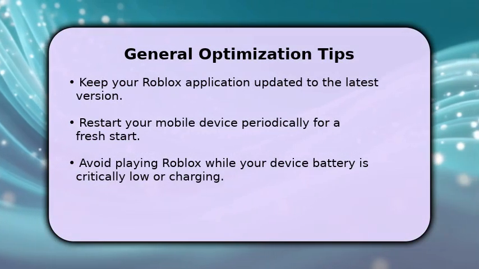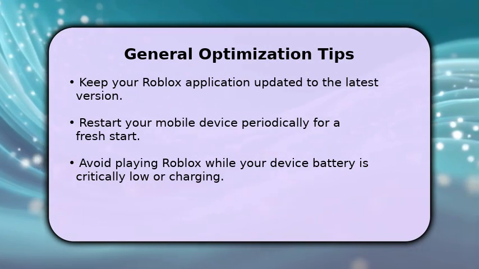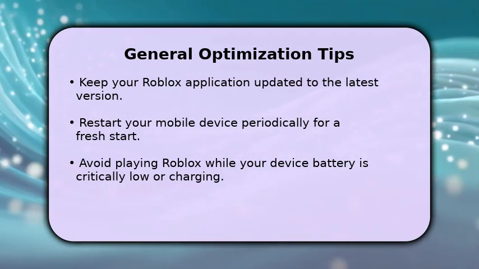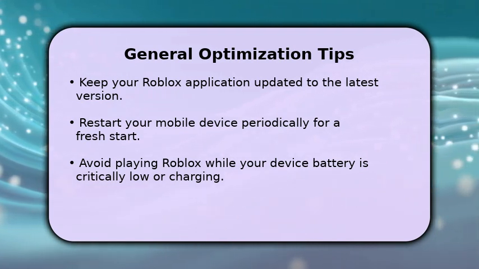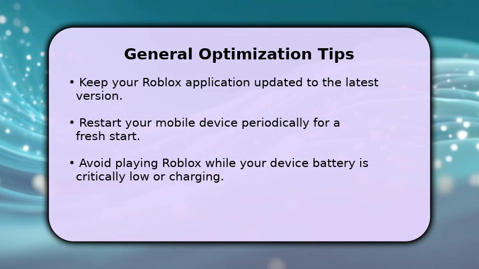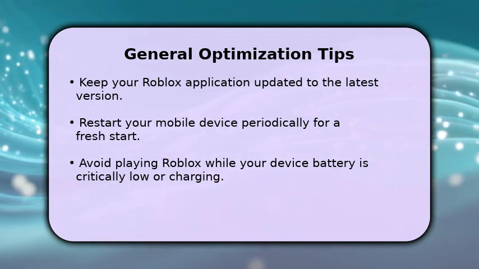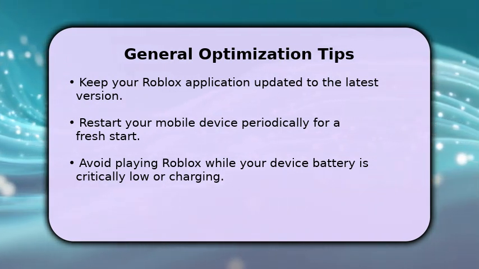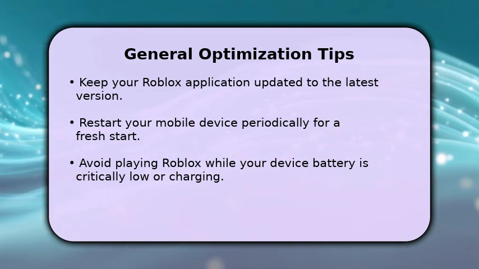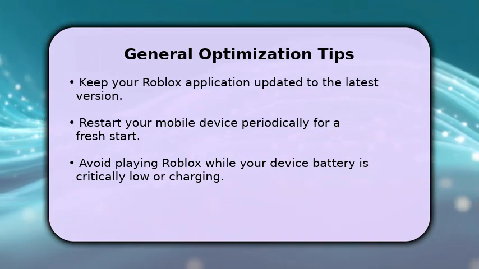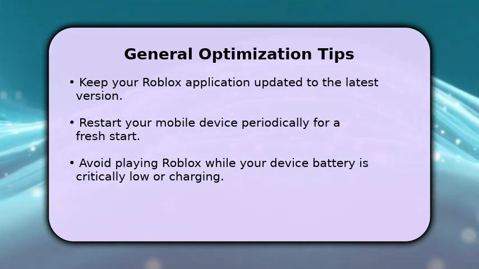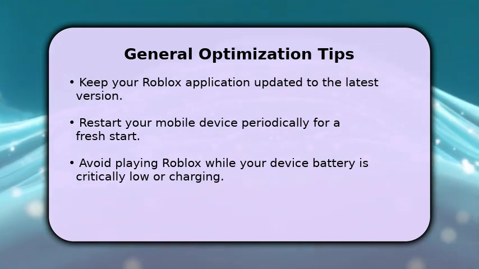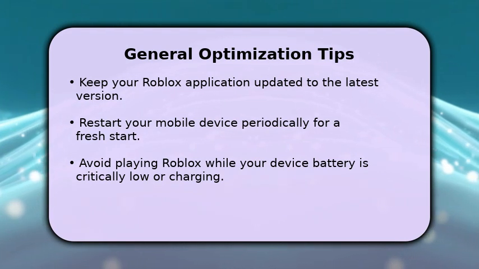Finally, here are some general tips to maintain high quality. Always keep your Roblox app updated to benefit from the latest performance improvements. A simple device restart can also clear temporary glitches. Try to avoid playing when your battery is very low or while charging, as this can throttle performance. Lastly, joining less populated game servers can often lead to a smoother, higher quality experience with fewer interruptions.